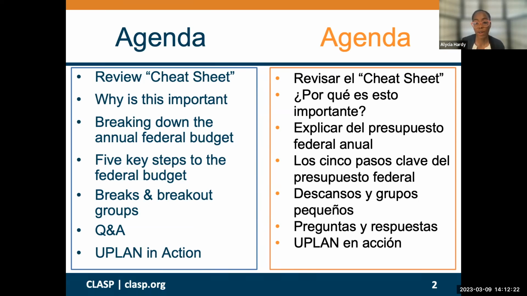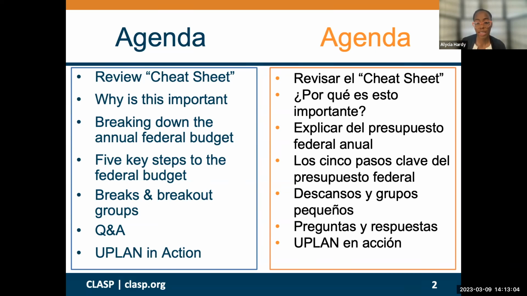About halfway through those 5 steps, we will take a break where you will have a chance to stretch your legs and get some water, or you can choose to stick around and chat with me in the main room or in a breakout room with Alejandra for Spanish language interpretation, where you can ask some questions about what you learned so far, get some clarity, or you can feel free to take that whole time for a break because we will have a question and answer session at the end. Finally, after we've done the budget training process, we'll take some time to talk about how UPLAN works in action and has engaged in the federal budget process in their time.